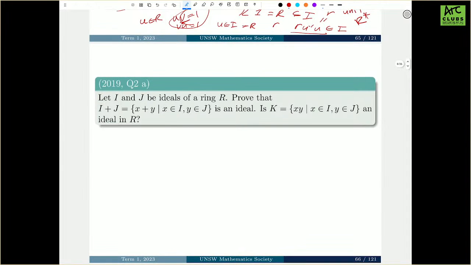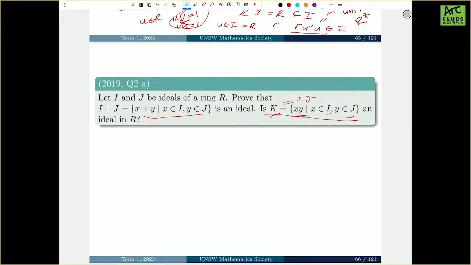Okay, question. Let I and J be ideals. Prove that the sum, which is defined like this, is also an ideal. And then we're asked if this is an ideal. So I'm just going to denote this one as IJ. Note that you take pairs from I and J and you just multiply them together to get an element of K. But okay, let's look at the first one, I plus J.